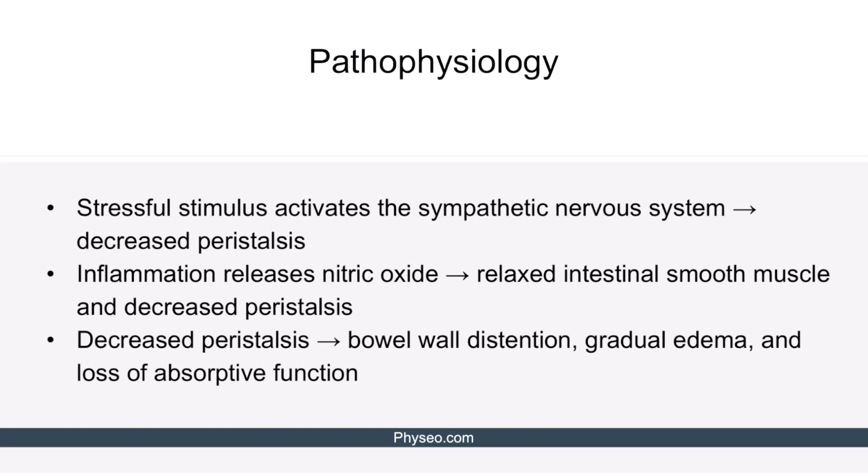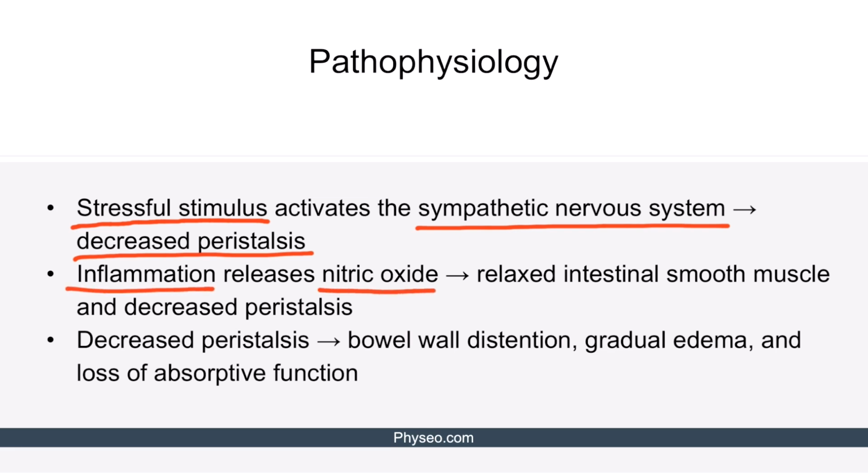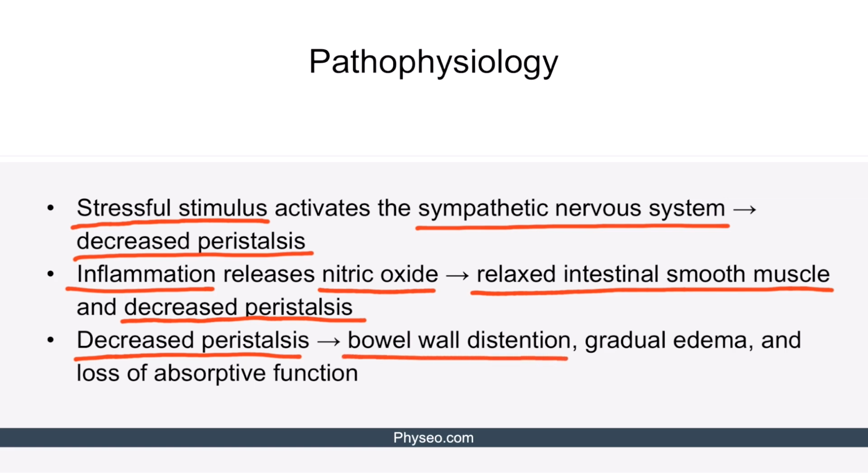One contributory factor to a paralytic ileus is a stressful stimulus such as surgery, inflammation, or infection. This stressful stimulus activates the sympathetic nervous system, decreasing the peristalsis. If this triggering also leads to inflammation, for example, due to tissue trauma, it can lead to the release of nitric oxide, which relaxes the intestinal smooth muscle. This also contributes to a decrease in peristalsis. The decreased peristalsis results in bowel wall distension, edema, and loss of absorptive function.